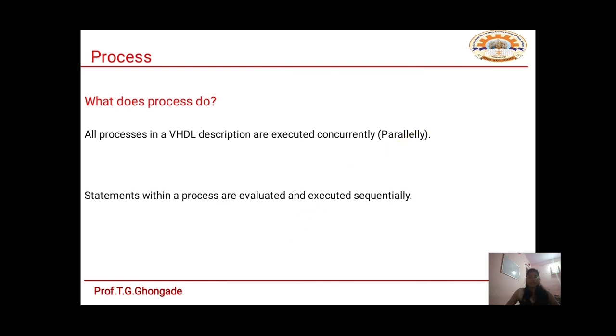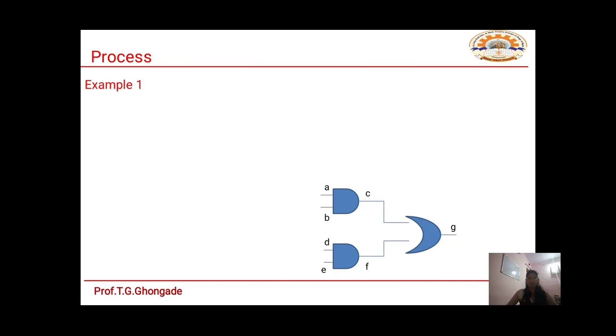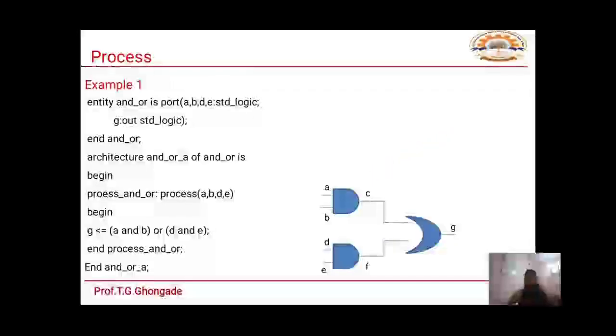Then the next point is that statements within a process are evaluated and executed sequentially. So these are the two things that a process does in the VHDL language. Let us see an example with a single process statement, and we will have a double statement example also. So example 1. This is the code.